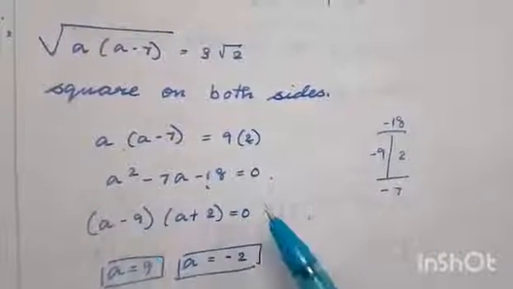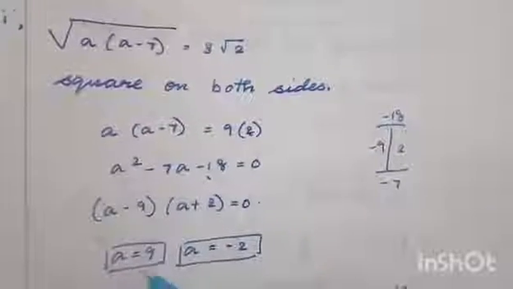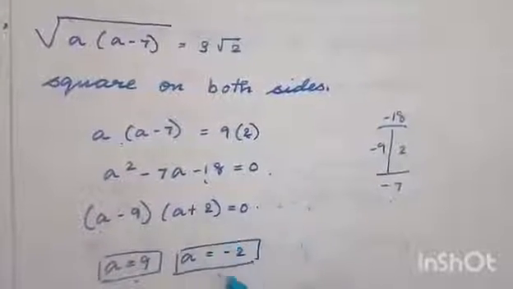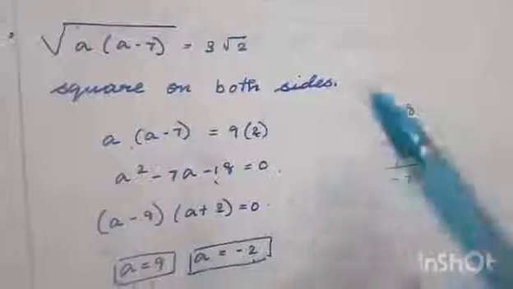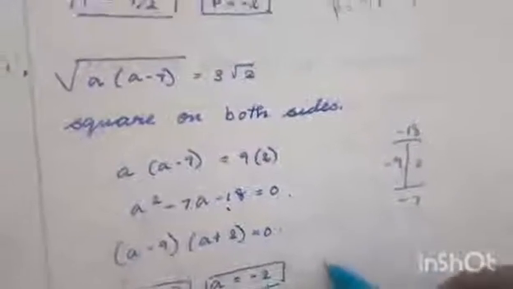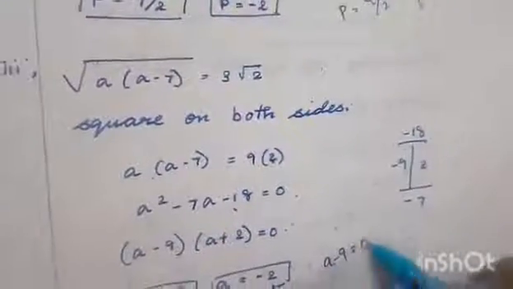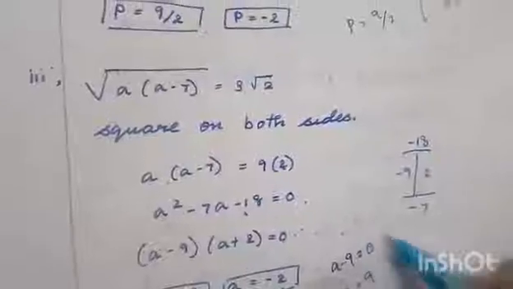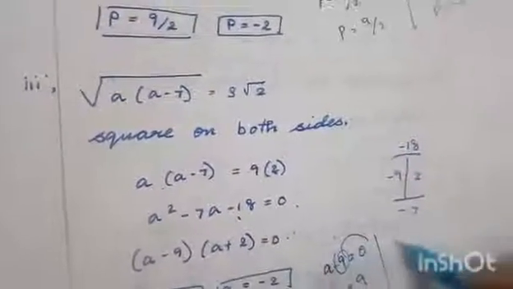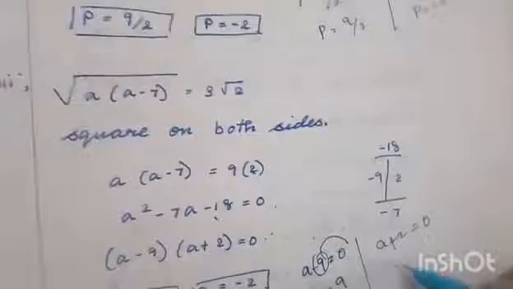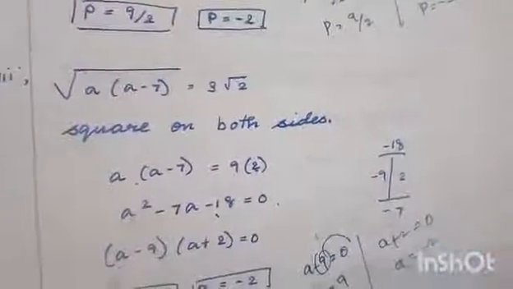So that is a minus 9 equal to 0, that means a equal to 9. a plus 2 equal to 0, that means a equal to minus 2. Suppose you have any confusion: a minus 9 equal to 0, so this implies a equal to 9. Transpose this side: a plus 2 equal to 0, so that is a equal to minus 2.